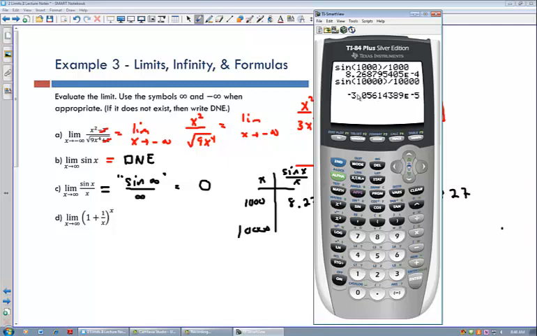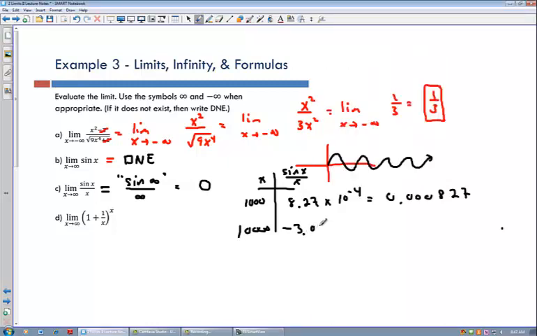Now it's negative, which is fine. Right? This is just going to be equal to negative 0.00003, still closer to 0. So this would be equal to negative 3.06 times 10 to the -5th, which equals negative 0.0000306. So that's the idea. So this limit is actually equal to 0.